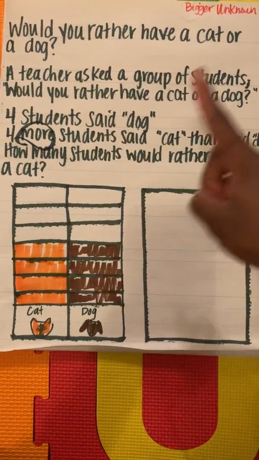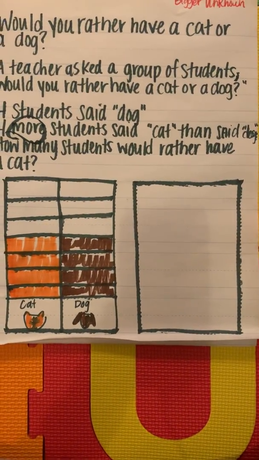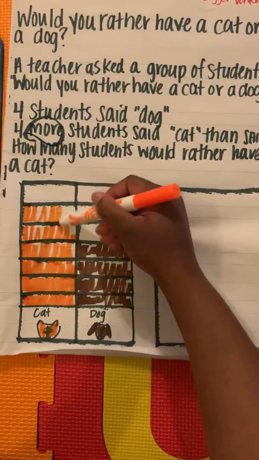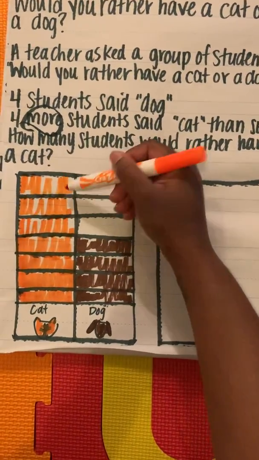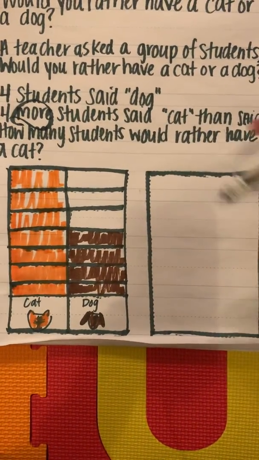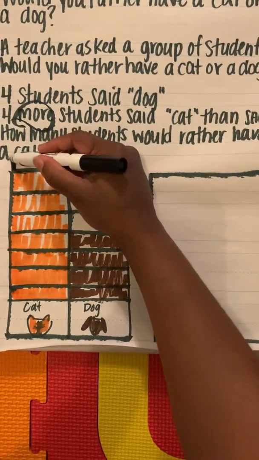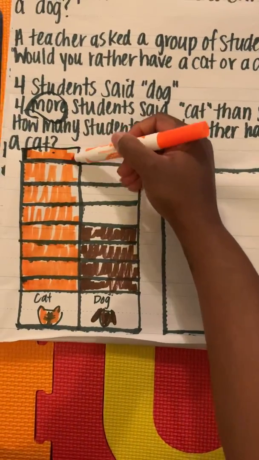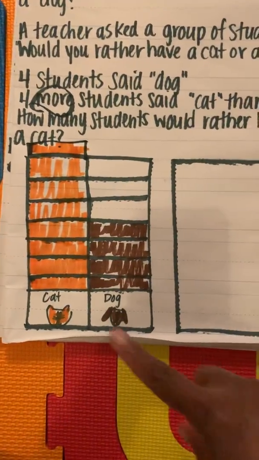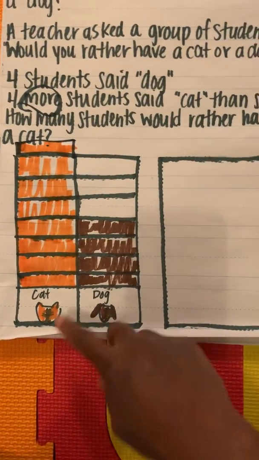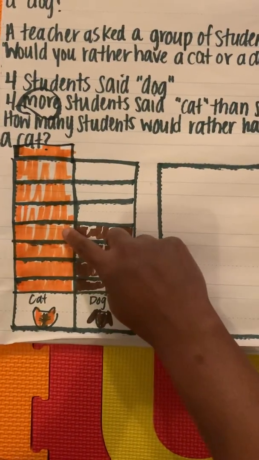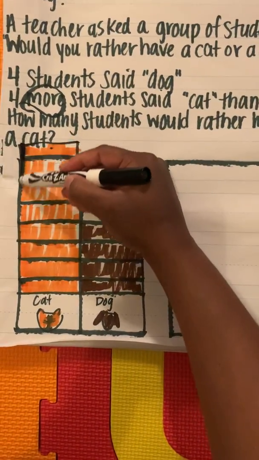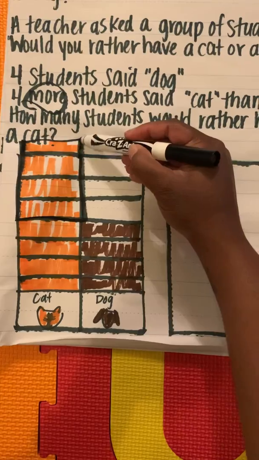So it says 4 more. So I'm going to go ahead and add 4 more. Here's 1, 2, 3, and then looks like I ran out of space. I'm going to go ahead and put another space there. And that will be 4. How many students rather have a cat? 1, 2, 3, 4, 5, 6, 7, 8. This is 4 more.